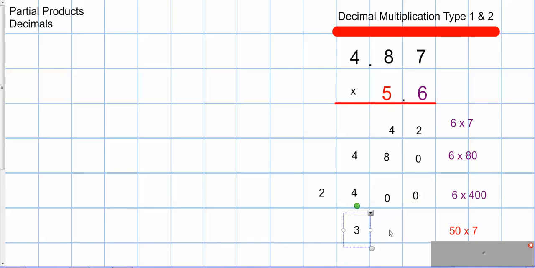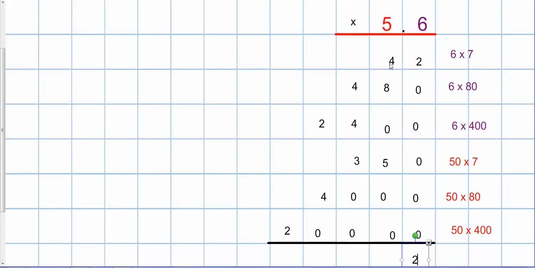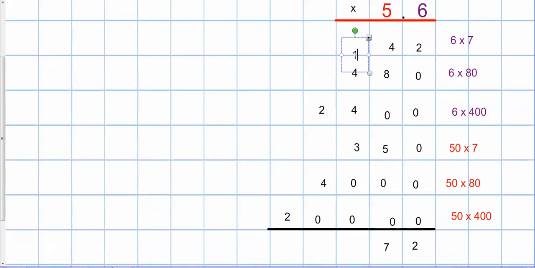Okay, 2 plus all those zeros gives me 2. 4 plus 8 plus 5, so that's 12, 17. 7, carry the 1. 5, 9, 10, 11, 12, carry the 1. 3 and 4 is 7.